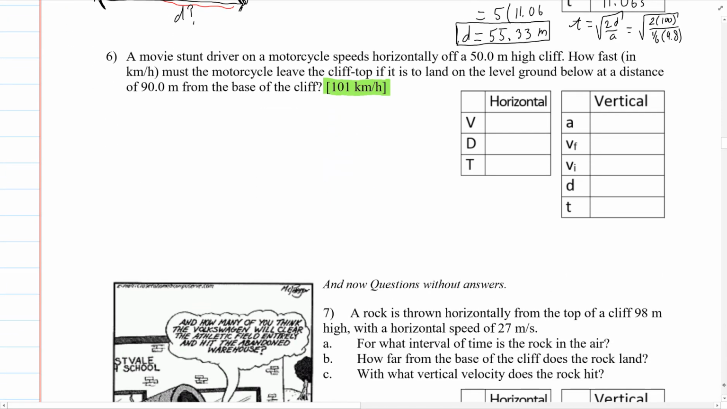A movie stunt driver on a motorcycle speeds off horizontally from a 50-meter high cliff. How fast in kilometers per hour must the motorcycle leave the cliff top if it is to land on the ground below at a distance of 90 meters from the base of the cliff? So it's 50 meters high, and he needs to land out at 90 meters from the base.